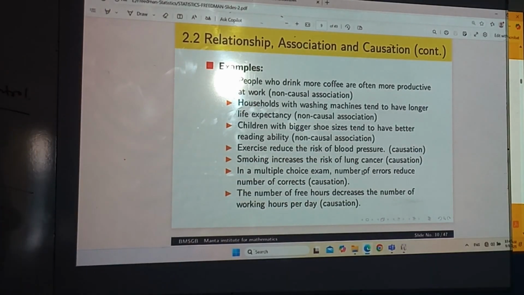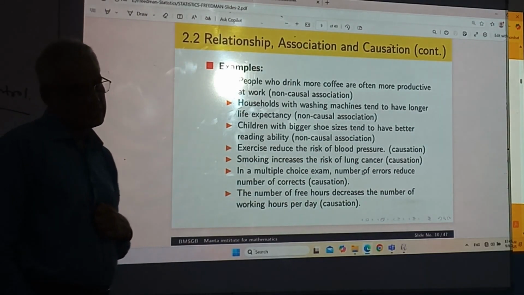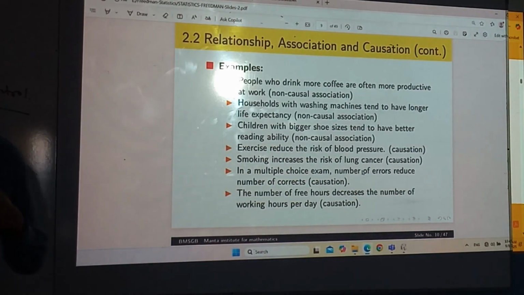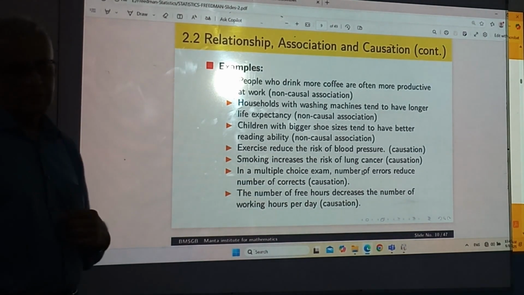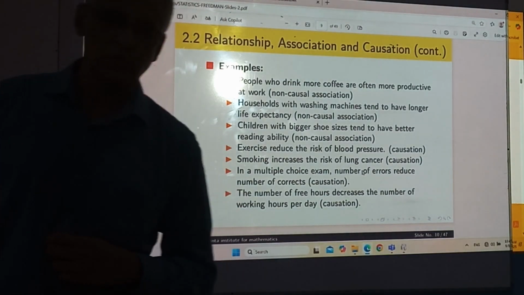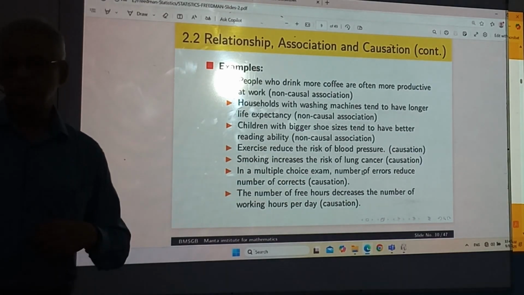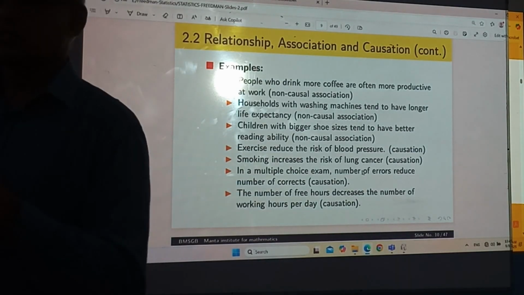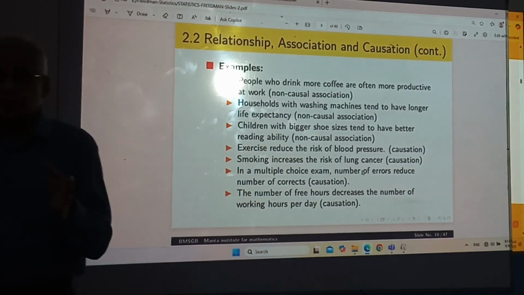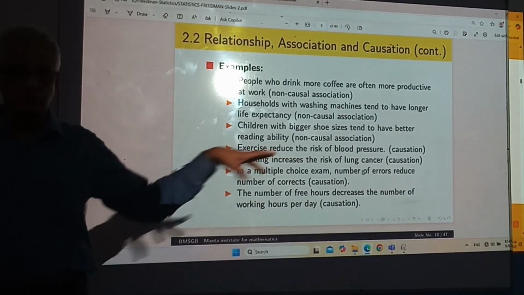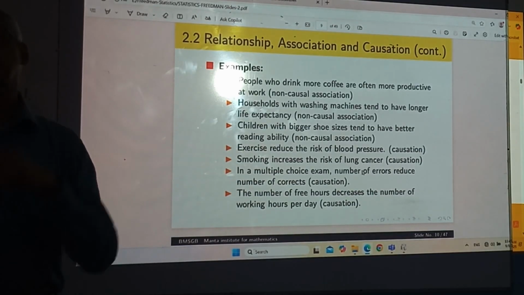Exercise reduces the risk of high blood pressure. So, for example, if you collect data of those people who exercise and their blood pressure, you will see that there is an association. Those who do exercise have low blood pressure, and those who don't have high blood pressure in general. Right? So that's what you mean by association. Two groups have two different values for the outcome, and that means that there is an association.